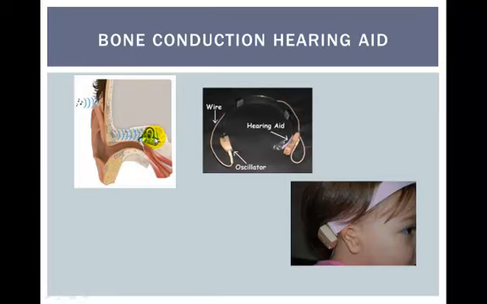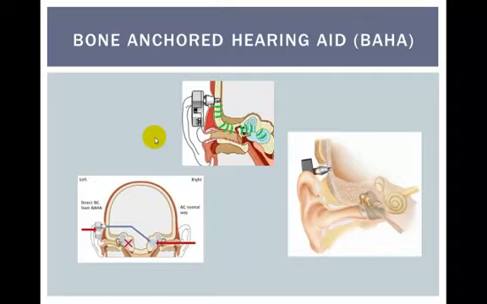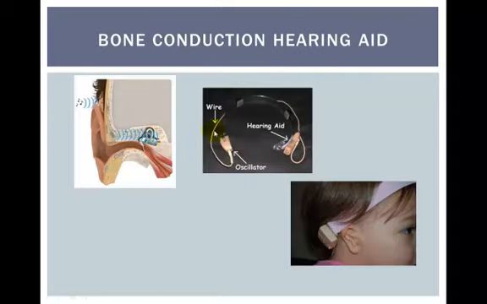So you may be thinking, well, when would we utilize this? Most of the time we would utilize this sort of setup when a baby has atresia or microtia, small external ears or absent. So you can see here with this baby, there's no opening for the external ear.